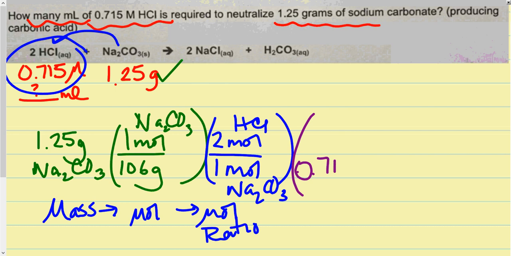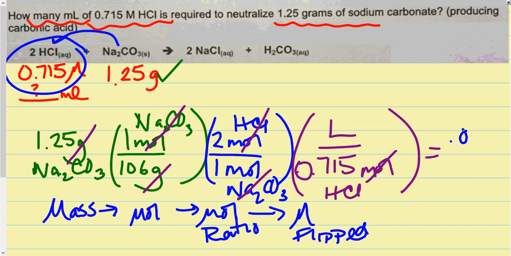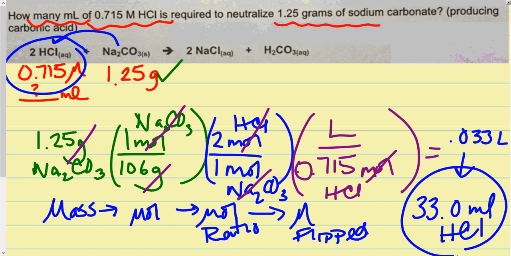So if you were thinking that, you were correct. And that will get us to volume. Okay, so then again, in terms of units canceling, grams, moles, this is moles of HCl. Just for your reference, this is the molarity flipped format. And perform the math. 0.033 liters of HCl, so move that decimal point, 33.0 milliliters of HCl.